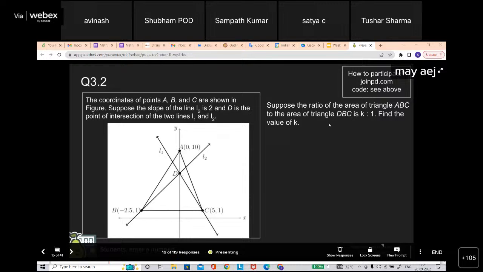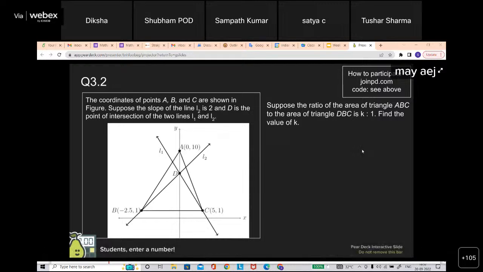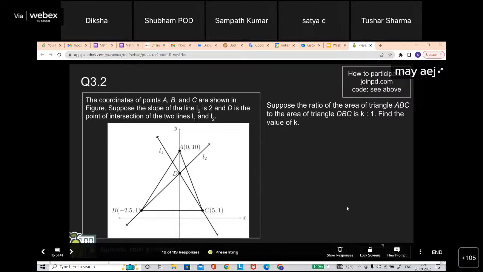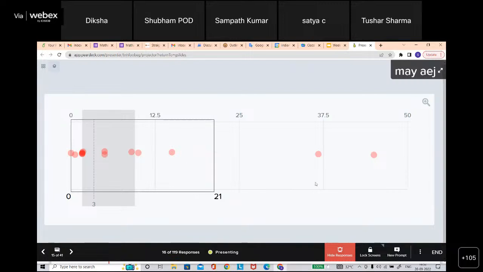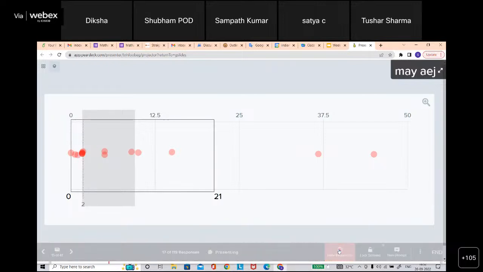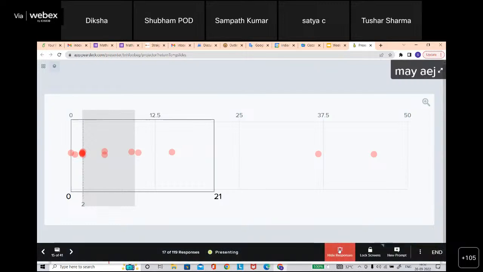Yes, Diksha. Do we have to write the answer in proper numbers, or can we write it as a rational number also? Rational number, like in point form, whatever you are getting as the answer, you can put there. It asks for the value k, so whatever value of k you got, 5, 2, 3, whatever, just type that. Okay.